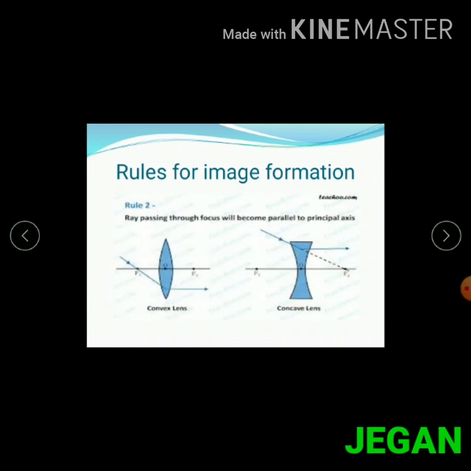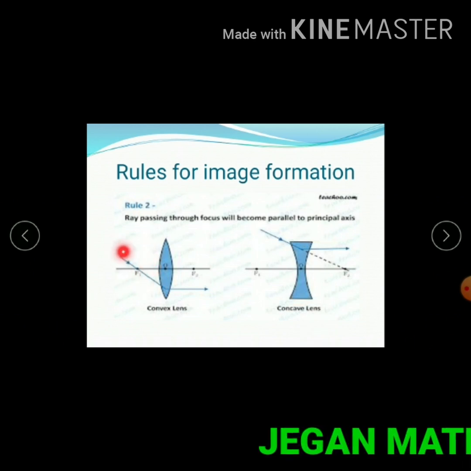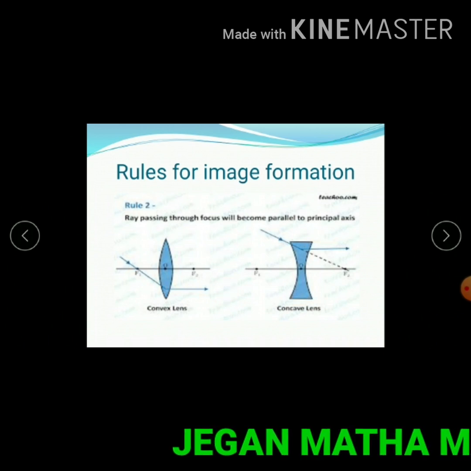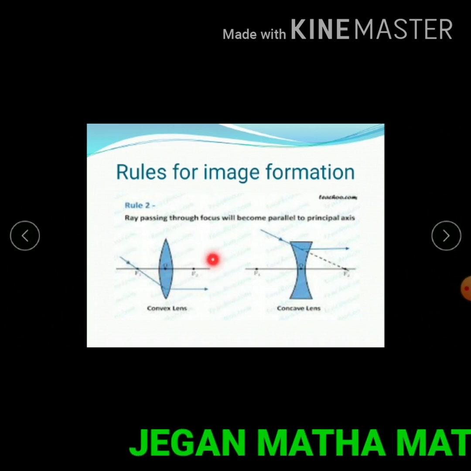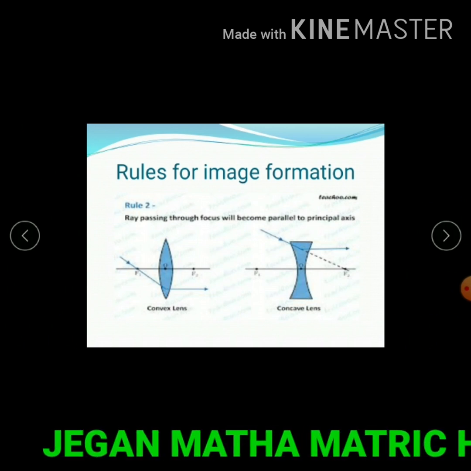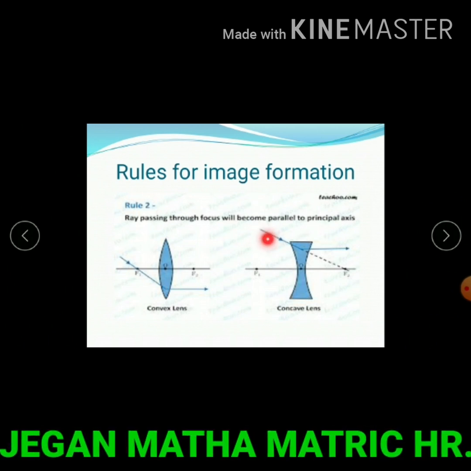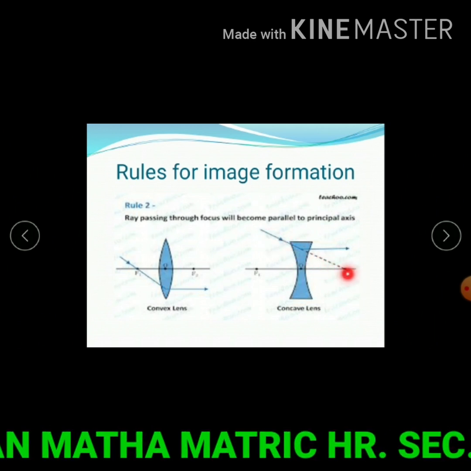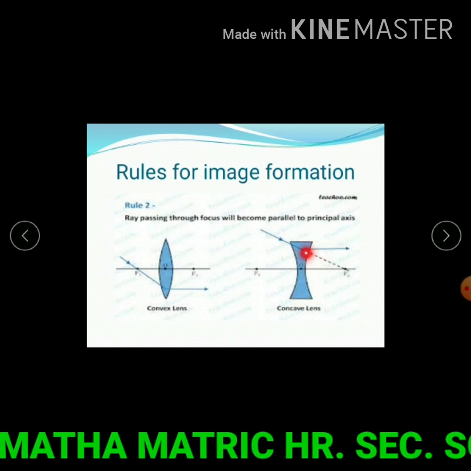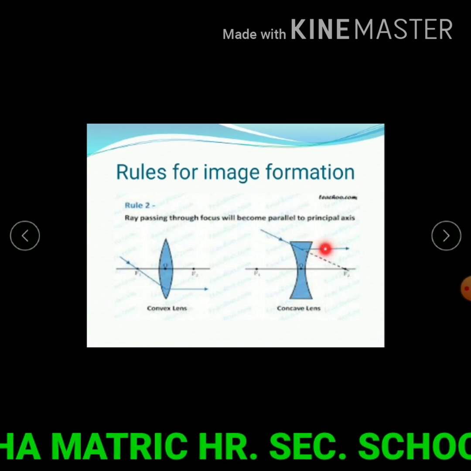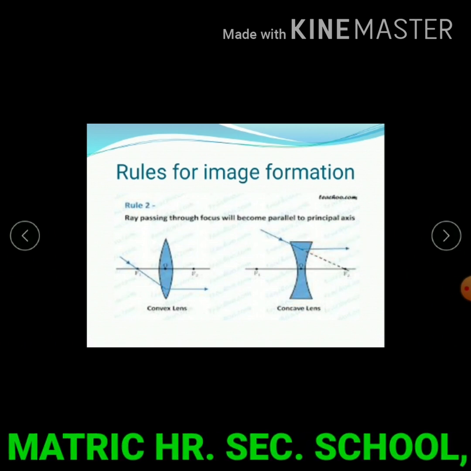Then second rule: a ray passing through focus. Here the ray is passing through the principal focus, and after passing through the lens, it becomes parallel to the principal axis. Likewise in concave also, when a ray is passing through the principal focus, it is diverging, so that light ray emerging after passing through the lens will become parallel to the principal axis.